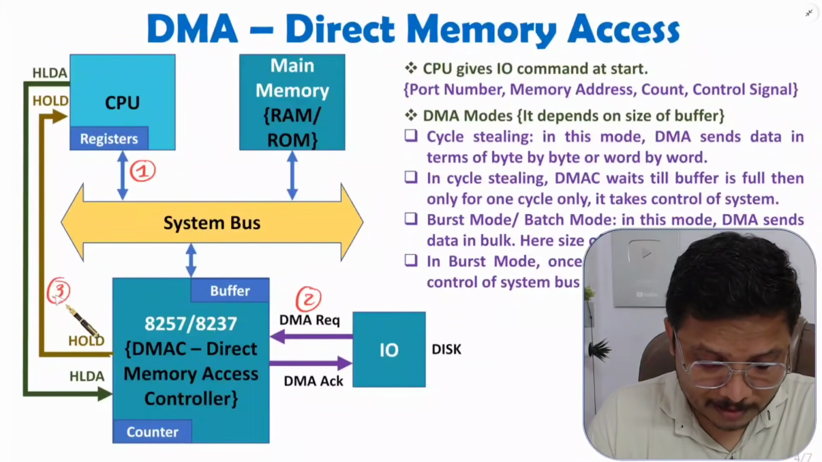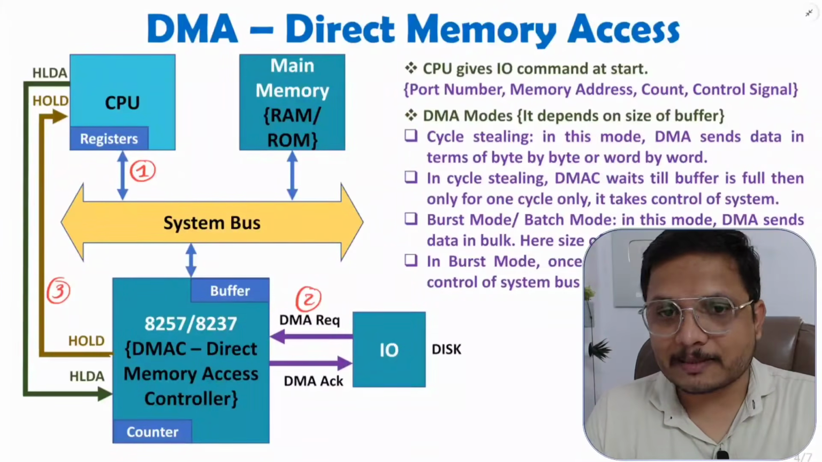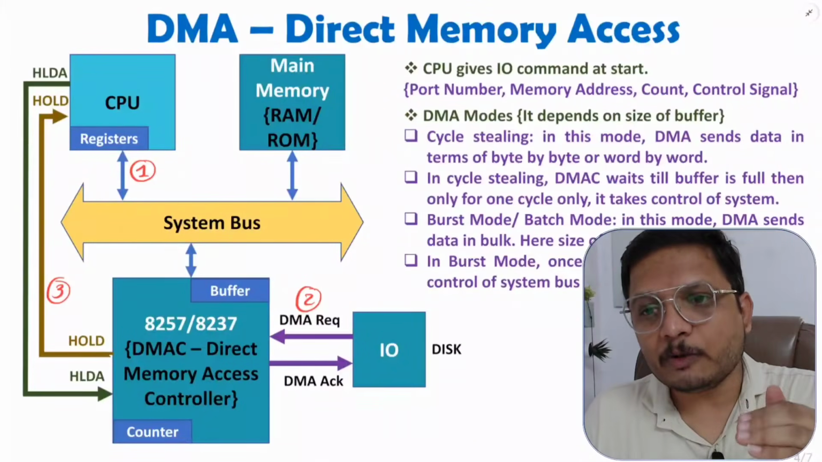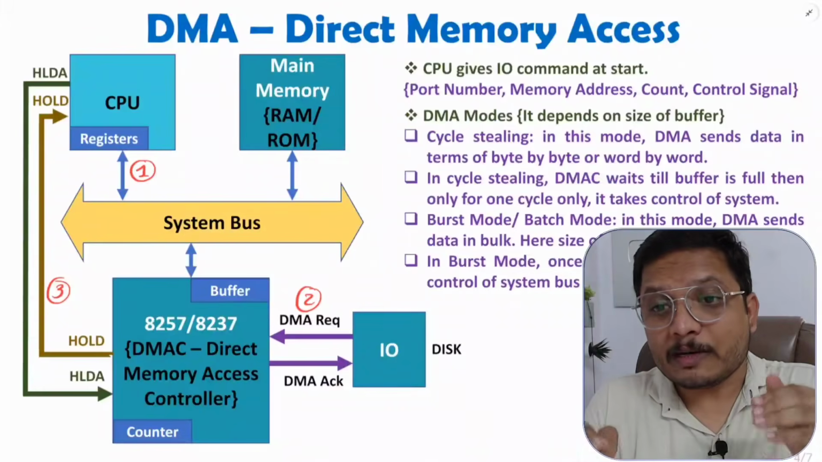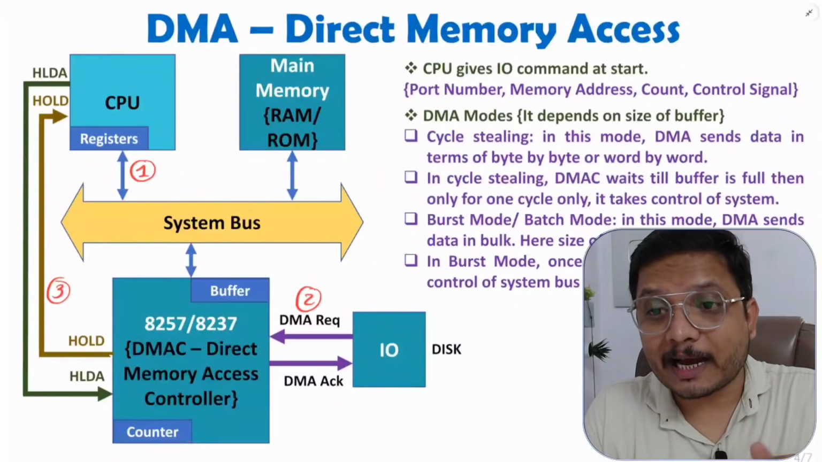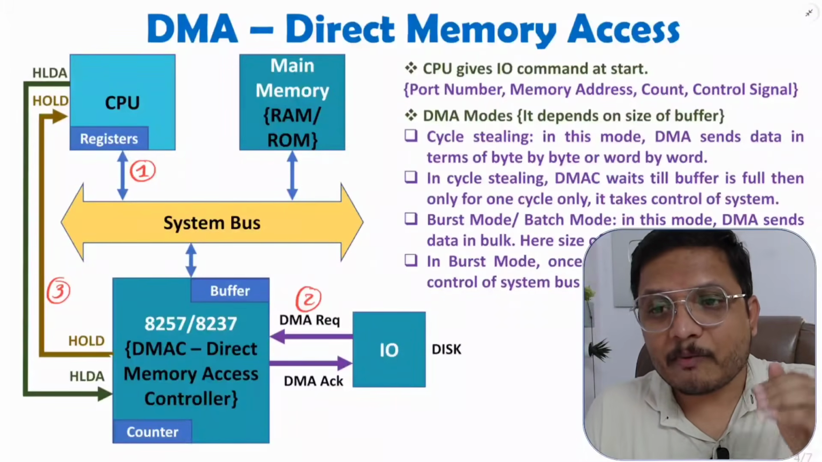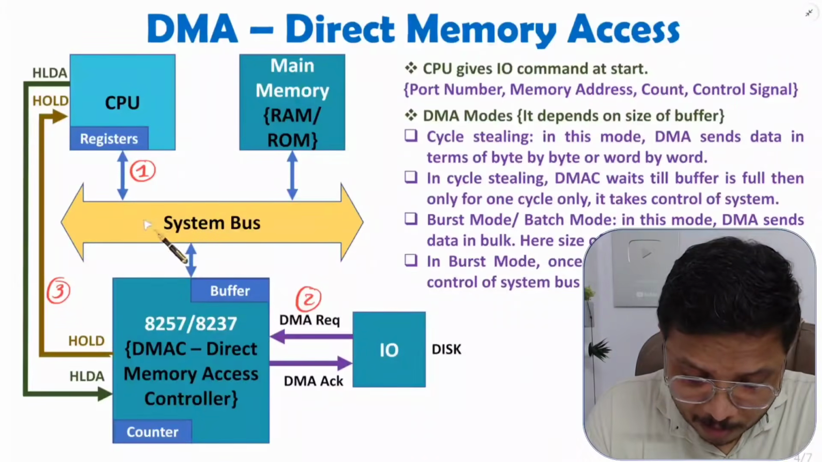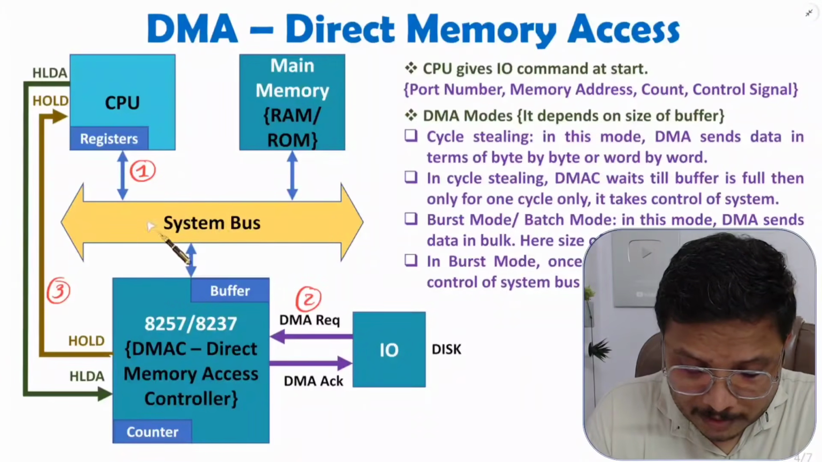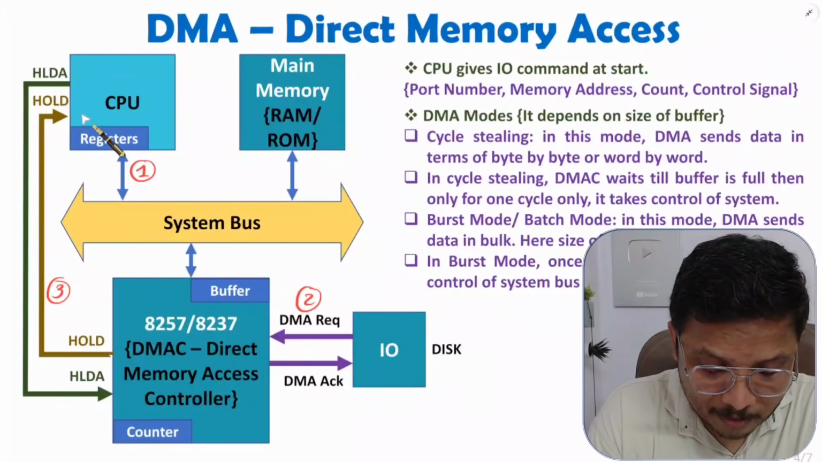So this is the third step. Now what will happen in this? See, when direct memory access gives hold signal to CPU, what does it indicate? It indicates that now DMA wants to transfer data to main memory, and that's why DMA wants control over system bus. See, without having control over system bus, DMA cannot transfer data from IO to main memory. So hold signal will be given to CPU.